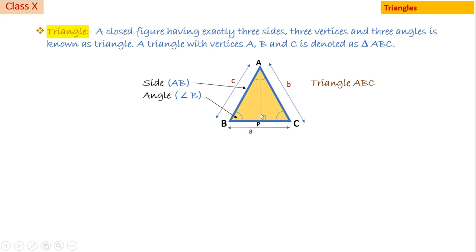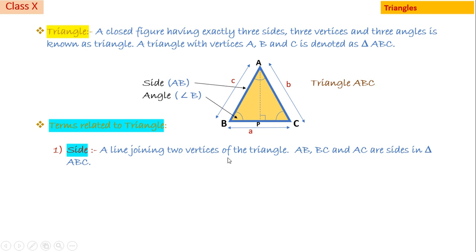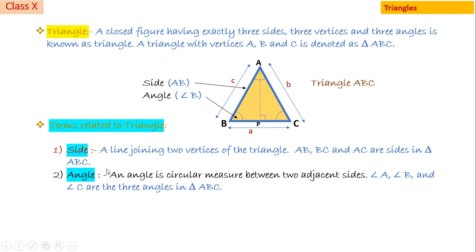The side opposite to angle A is known as small a, the side opposite to angle B is known as small b and the side opposite to angle C is known as small c. Terms related to triangle. First, side. A line which joins 2 vertices of the triangle is called as side. In this triangle ABC, AB, BC and AC are sides.